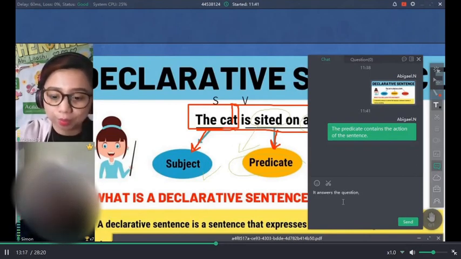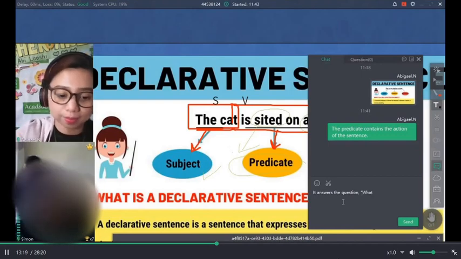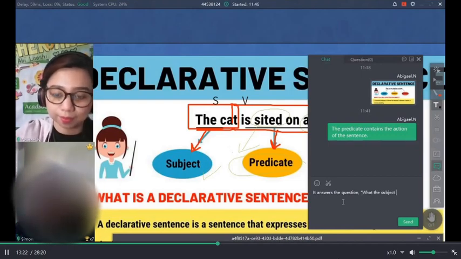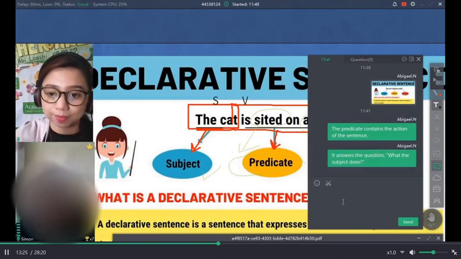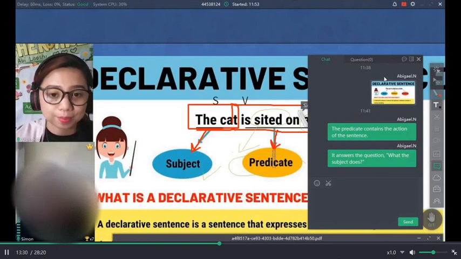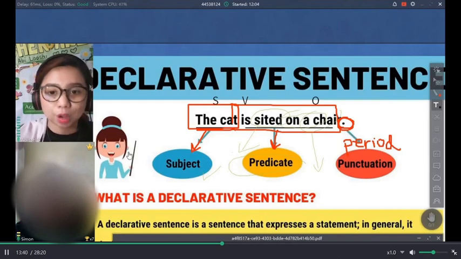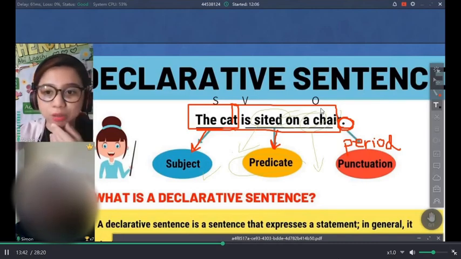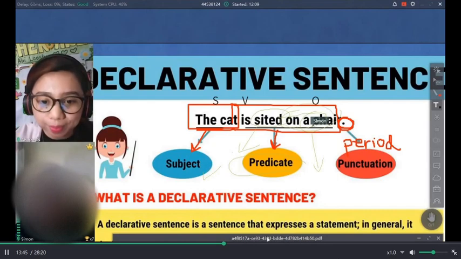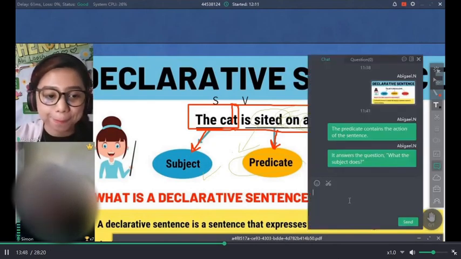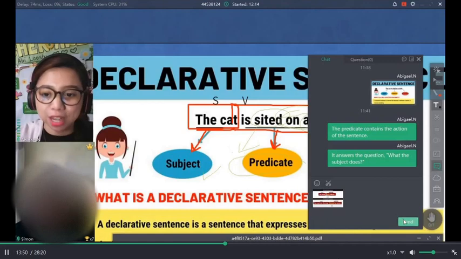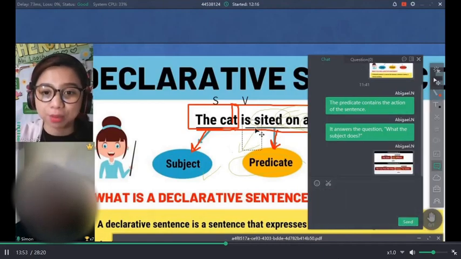The predicate is just the "sit", not "on the chair". "On the chair" is not the predicate, it is the object. Maybe it's a mistake. Okay. Well, let's find more examples here.